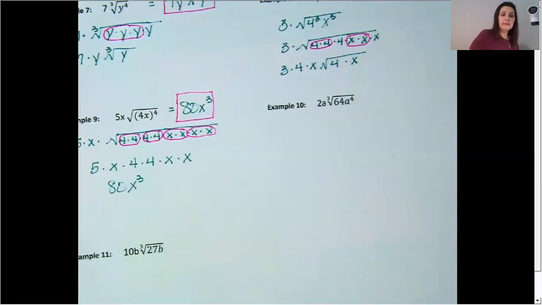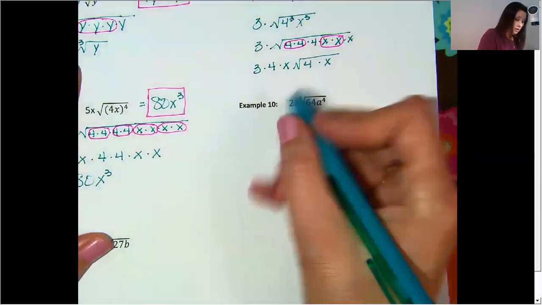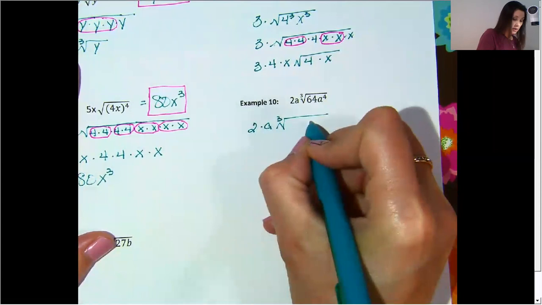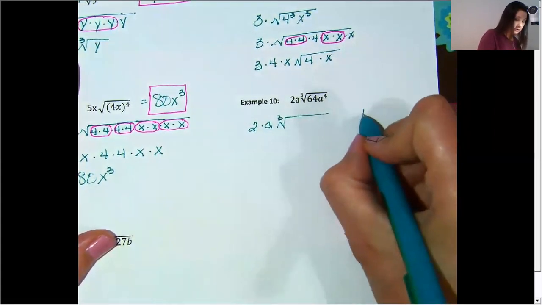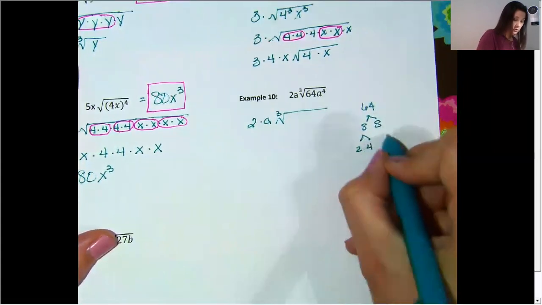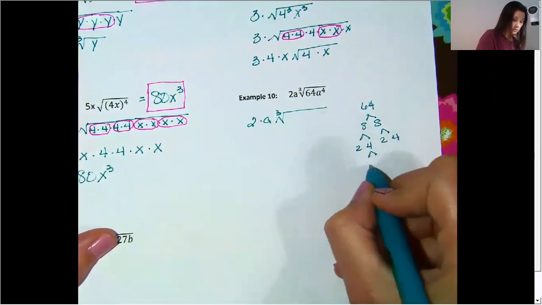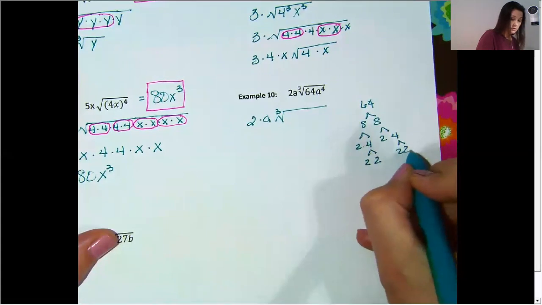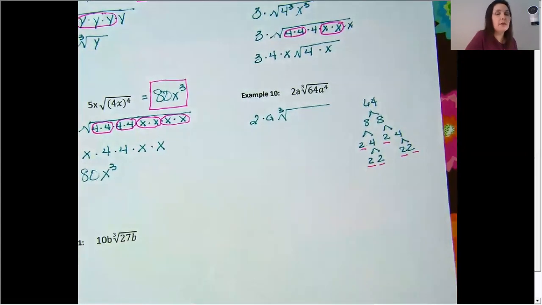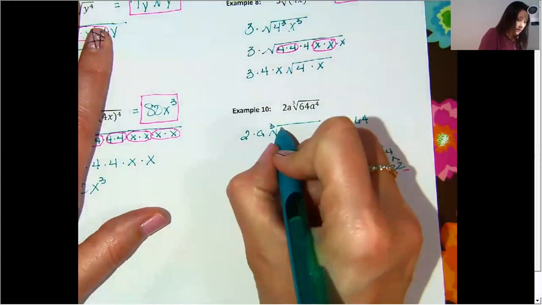Okay, example 10. We're going to go ahead and factor these out. This time we have a cubed root. And then 64, so let me factor out 64. We have 8 and 8, 2 and 4, 2 and 4, 2 and 2. Okay, so we have 1, 2, 3, 4, 5, 6. Now, if you already know that 4 times 4 times 4 is 64, that's pretty much all you have to put into the square root symbol. But if you don't know that, then factoring them all the way down to prime numbers is what's going to get you that answer.